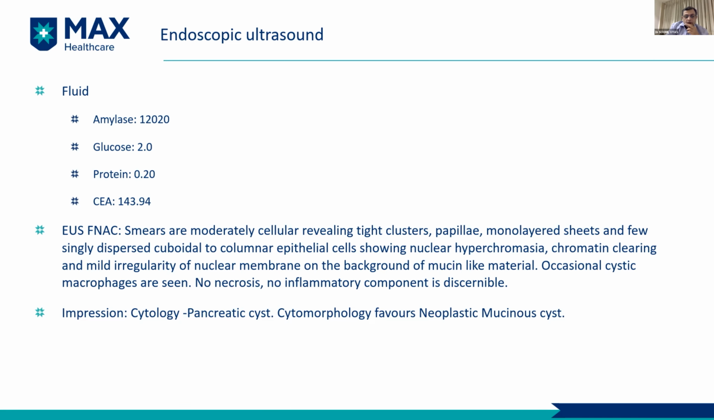Yeah, so I think strictly going by the guidelines, even a branch duct IPMN, if it is causing jaundice, needs surgical intervention. In this situation, the bilirubin is marginally elevated, it's 2. So maybe I would repeat the bilirubin after a couple of days, maybe after 2 weeks. This patient actually underwent ERCP following this. So okay, right. So the opportunity is lost.